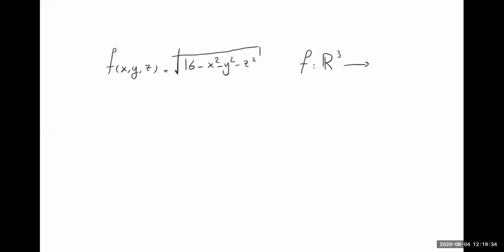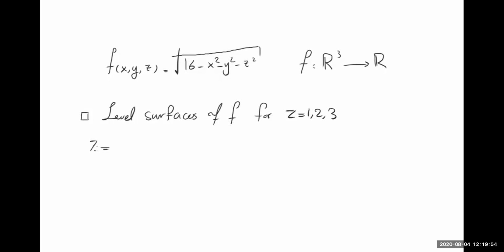So suppose we have this function, f of x, y, and z equal to square root of 16 minus x squared minus y squared minus z squared. This is a function from three-dimensional space to R. In the homework, we have a similar question, which I asked you to sketch the level surfaces of f for, say, z equal to 1, 2, and 3.